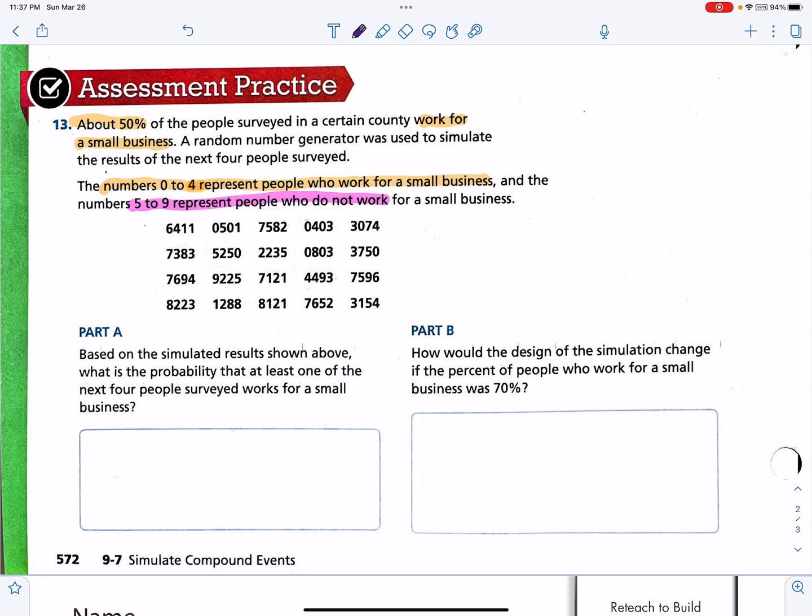So if we look at the information in part A, it says what's the probability that at least one of the next 4 people works for a small business. So we're going to look through our data. We know that anything 0 through 4 works for a small business. So we can go through and look at that information. And it says at least 1. So if there's even just one number 0 to 4 in there, then they work for a small business. And so it's a yes, anything with a 0 through 4 in it.